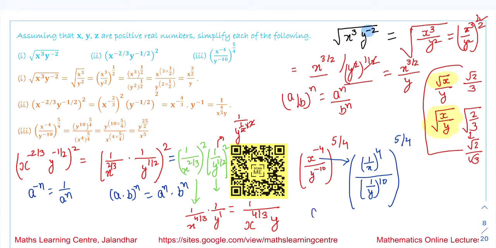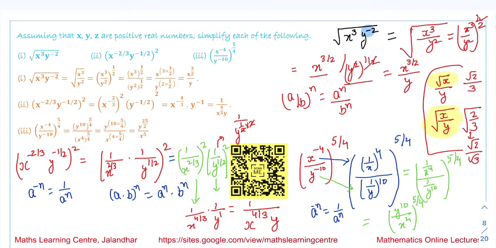We are using the property a raised to the power minus n is equal to 1 over a raised to the power n. We have used this in the numerator and in the denominator. So this is equal to (1 over x raised to the power 4 over 1 over y raised to the power 10) whole raised to the power 5 by 4. And this is equal to (y raised to the power 10 over x raised to the power 4) whole raised to the power 5 by 4.